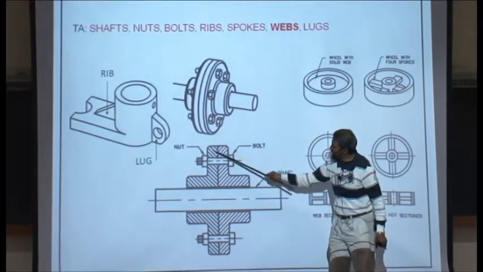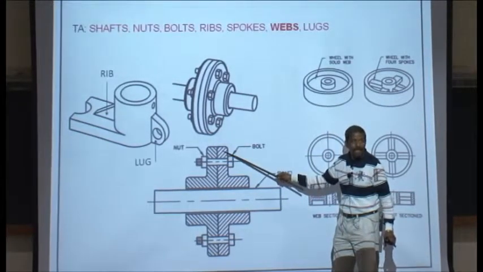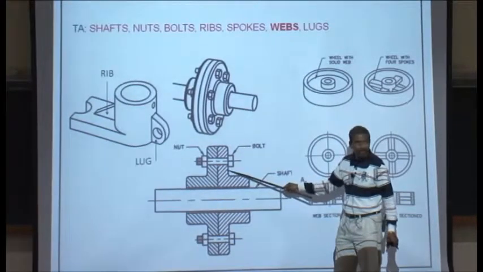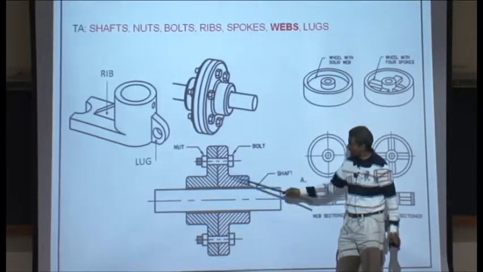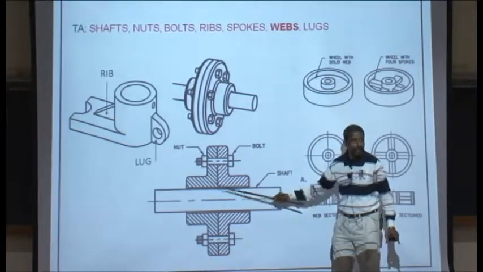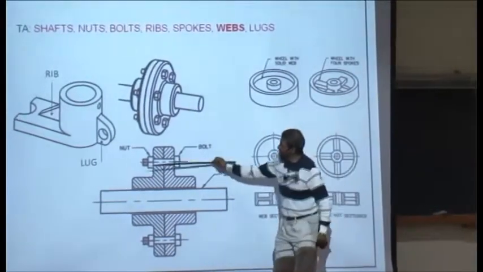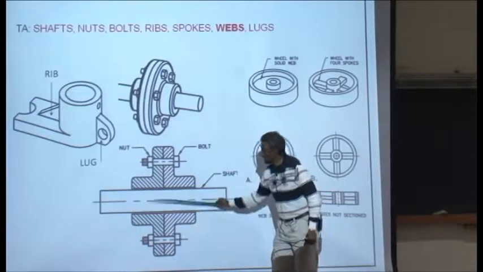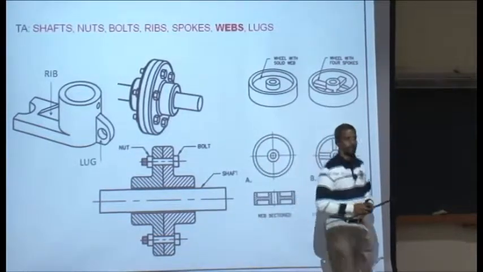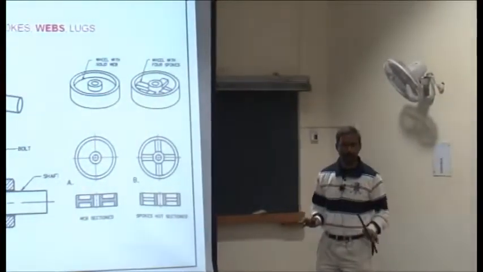This is the corresponding section for this flange. This is the corresponding section for this flange. Since there are two parts, they are hatched differently. Okay, 45 degrees from the right and 45 degrees from the left. Once you have shown that section, then bring the bolts and the shaft back. Okay? With me?